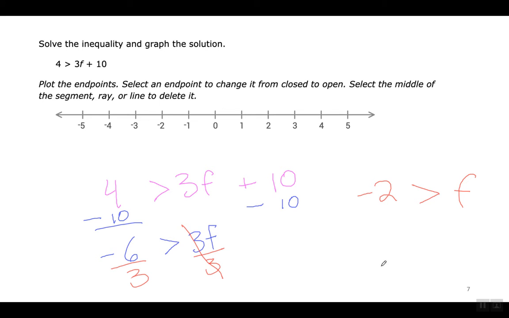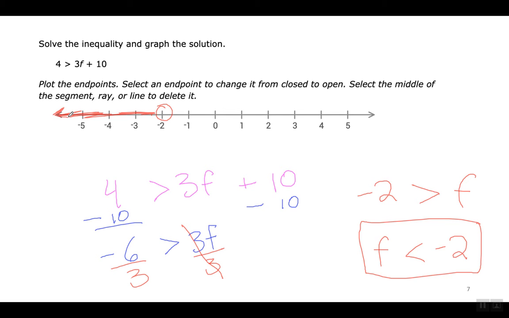That's my answer. Let me write it an easier way to read, which would be that f is less than negative 2. All right, so here's negative 2. I'm not going to shade inside the circle because it cannot equal negative 2. And all the numbers less than negative 2 are to the left.